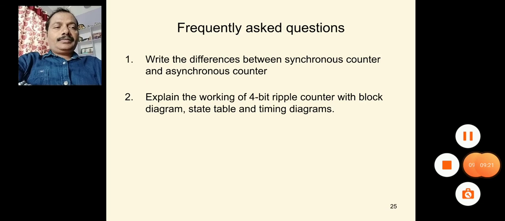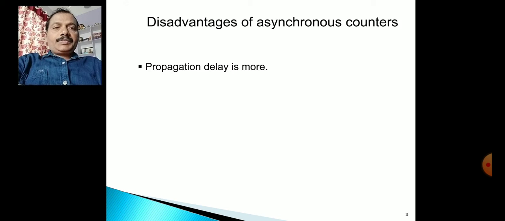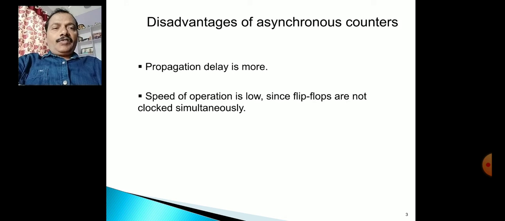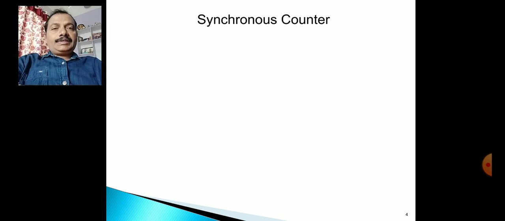So with this we have seen the review of the previous classes, and next in this class, let us see the disadvantages of asynchronous counters. In this, propagation delay is more. The speed of operation is low since flip-flops are not clocked simultaneously. To obtain a truncated sequence, it is necessary to force the counter to recycle before going through all of its normal sequence. So these are the asynchronous counter disadvantages.